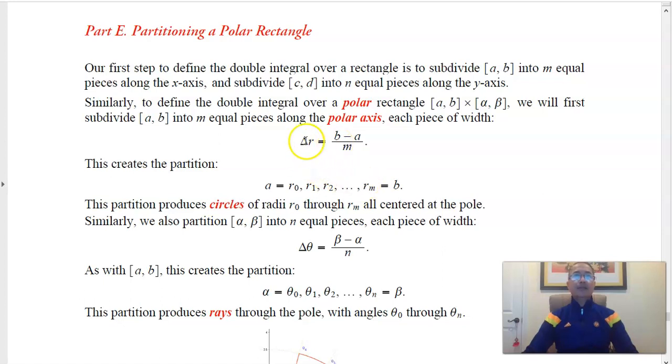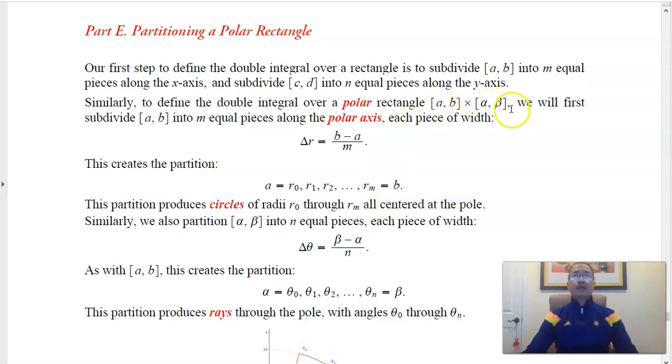We have delta r, b minus a over m, and we have the partition. r0 is a, the left coordinate, and then we have r1, which will be a plus delta r, r2, a plus twice delta r, just like before, all the way up to rm, which will be the right endpoint, b. Instead of vertical lines, though, these numbers are going to produce circles, and the radii, plural for radius, of these circles will be r0 through rm. Okay, all of them centered, of course, at the pole.